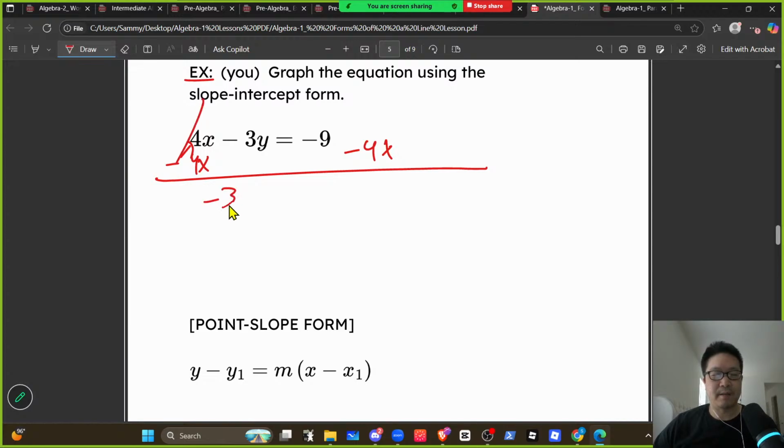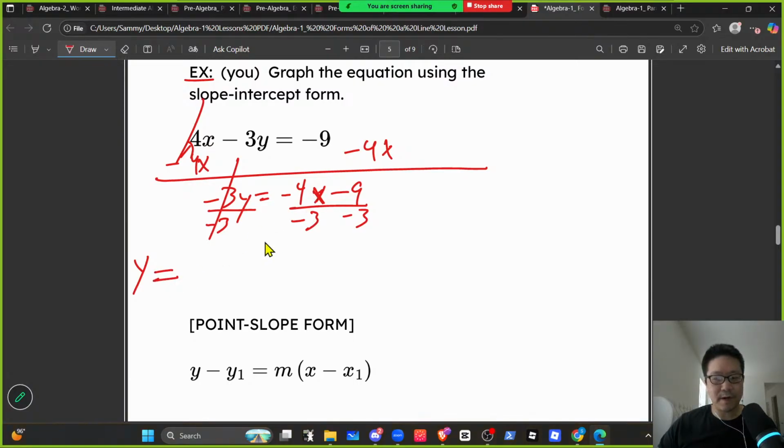And when I do that, I get -3y equals -4x minus 9. So you said divide both sides by -3? Yeah, to isolate y. So I'm going to divide each term by -3. That's going to get rid of the -3's on the left side. I have y equals -4 divided by -3, which is just 4 over 3 x. And then what is -9 divided by -3?